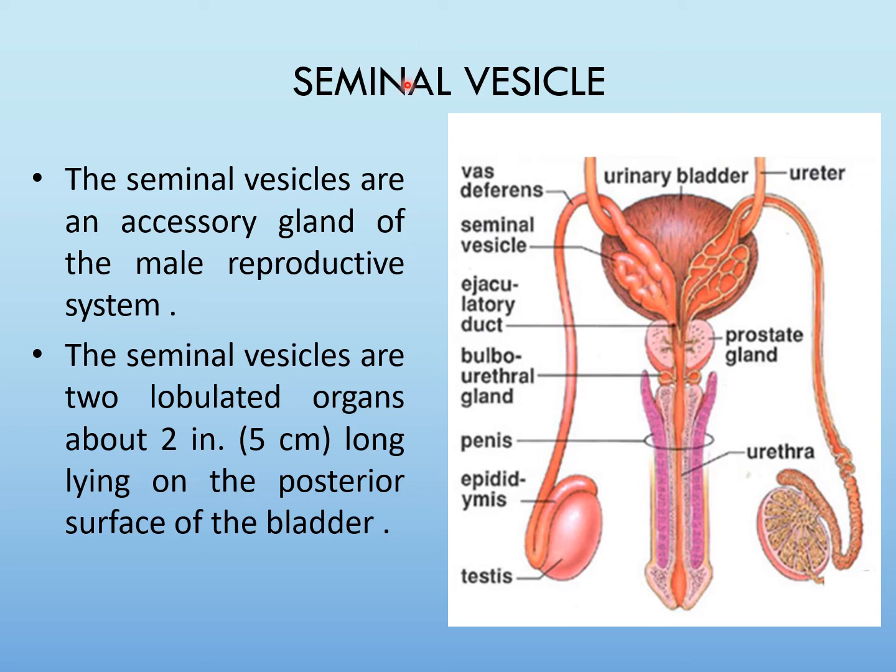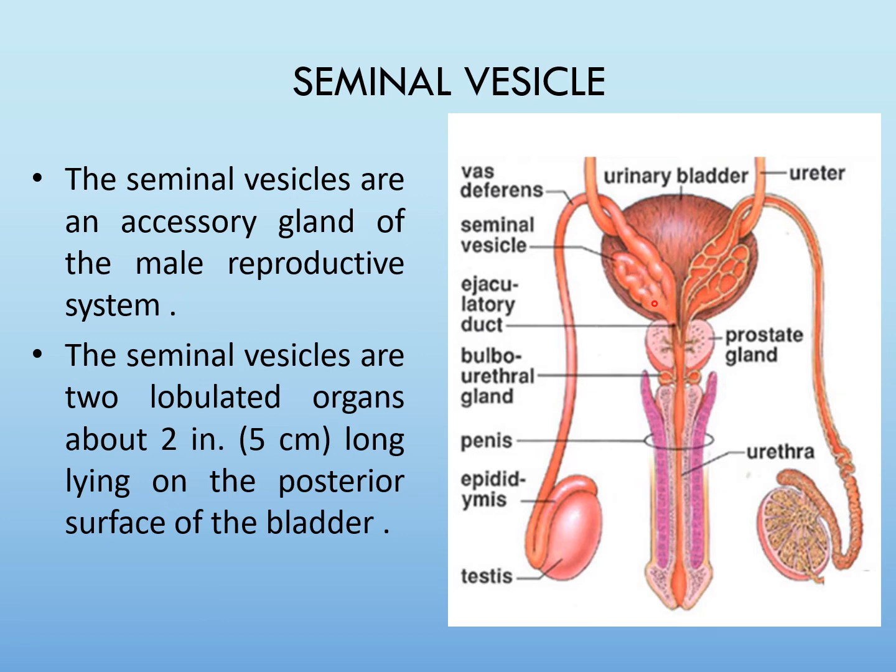Next structure, it is not asked in your syllabus, but just mentioning another structure of the male reproductive system, that is the seminal vesicle. Seminal vesicles are accessory glands of the male reproductive system. They are two lobulated organs about 5 cm long lying on the posterior surface of the bladder. This is the bladder and this is its posterior surface. It lies on the posterior surface of the bladder on either side. This is the seminal vesicle.